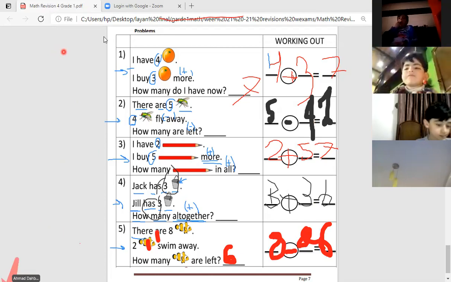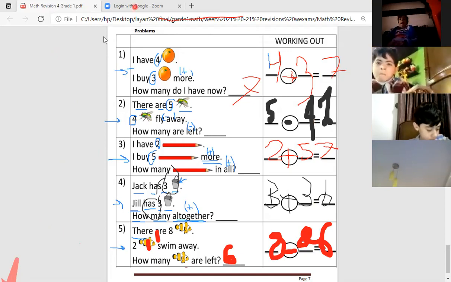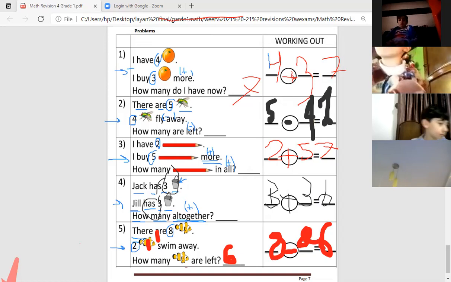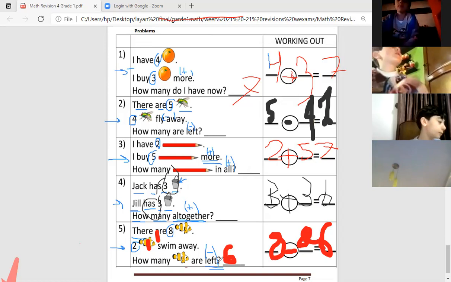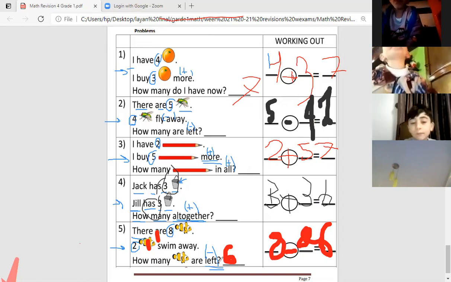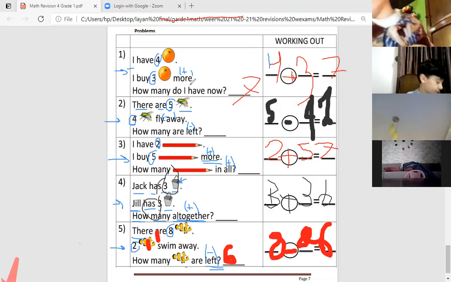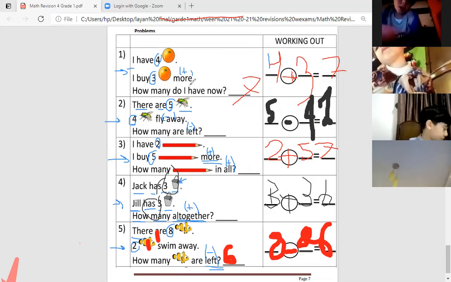Okay, I'll give you time to copy them if you print them out. If you copy them, bring your copybooks. Yalla. Let us write some exercises on the math copybook. So here in the last one, I have 8 and 2 swim away. How many are left? When you see the word left, directly you put subtraction, okay? The sign minus. I'll give you time to copy them, 2 minutes, then we'll start on the copybook. No, we will write on the copybook, Ahmed, okay?